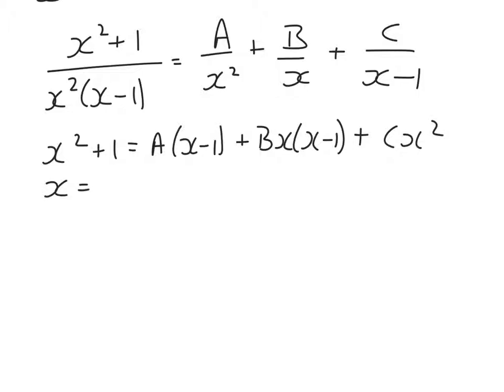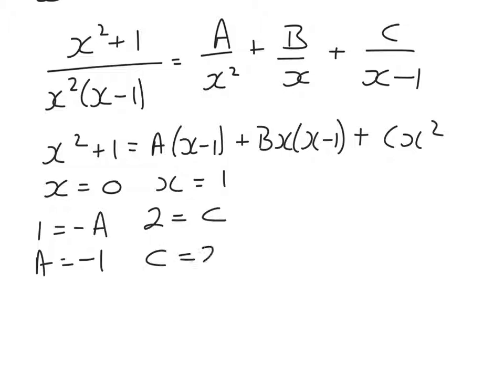So if I start by letting x equal 0, on the left hand side I have 1, and on the right I have minus a, so a would be minus 1. If I let x equal 1, on the left I have 2, and on the right I have c, so c is 2, and then we pick any other value, so we'll let x equal 2.